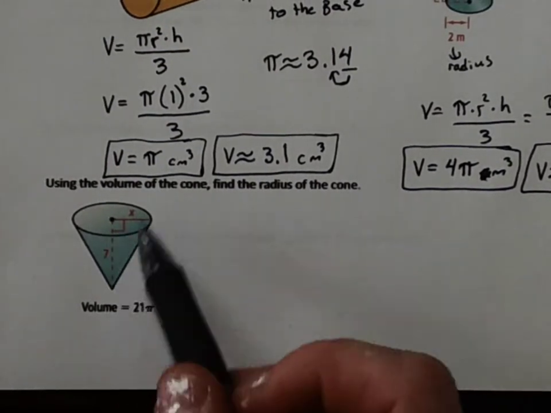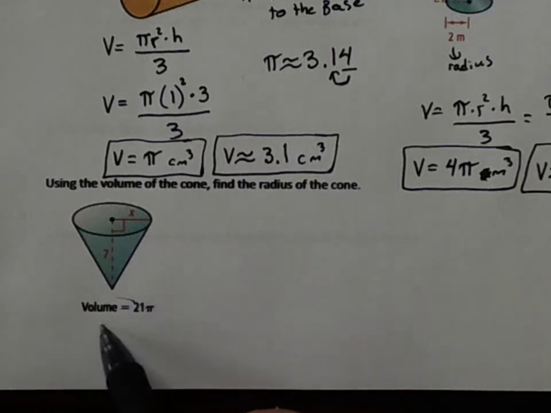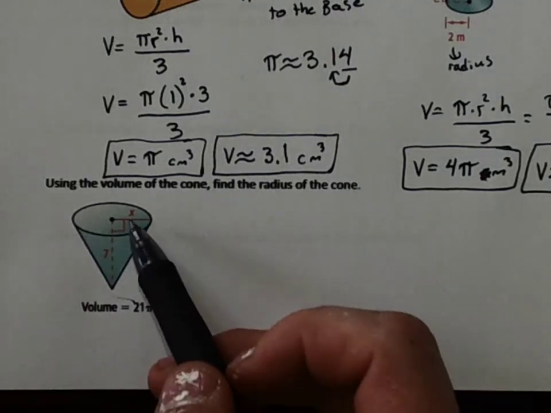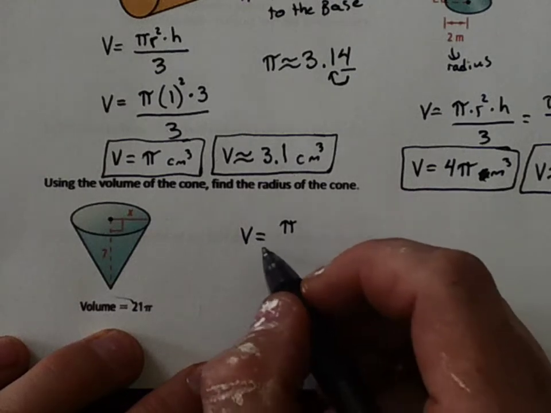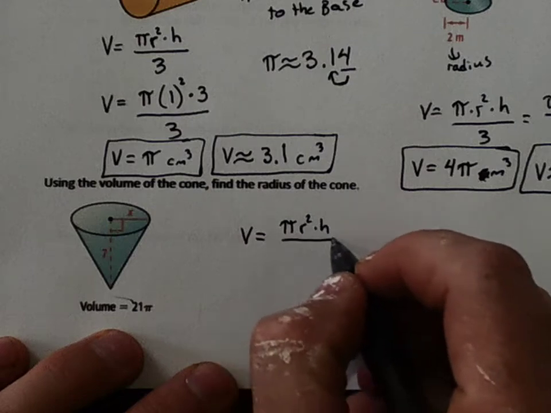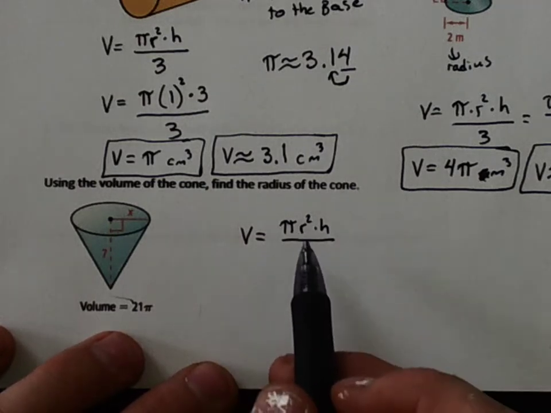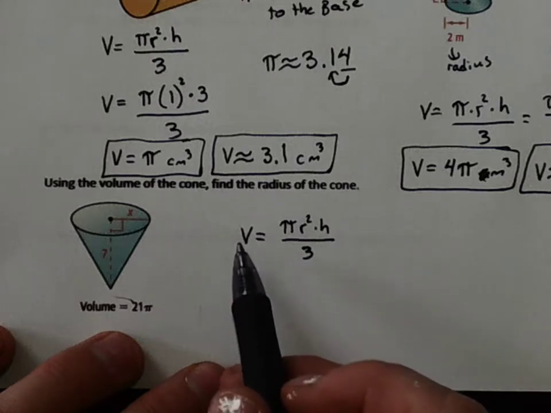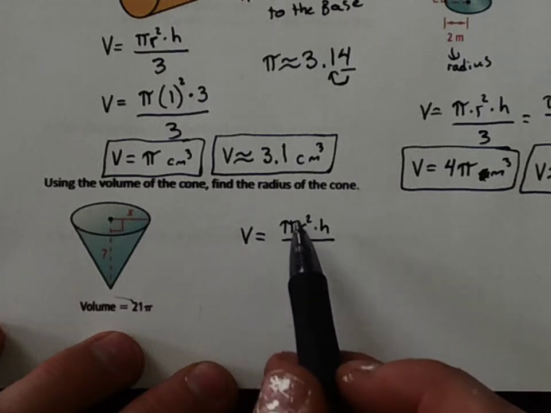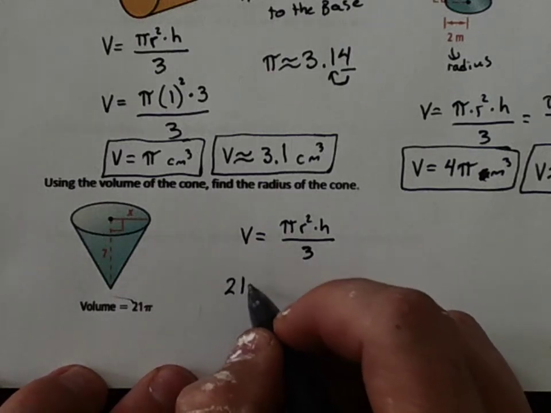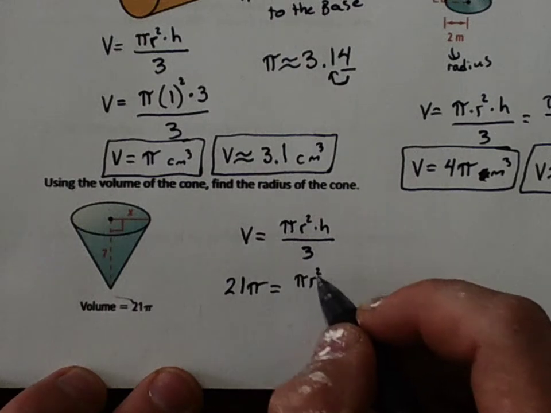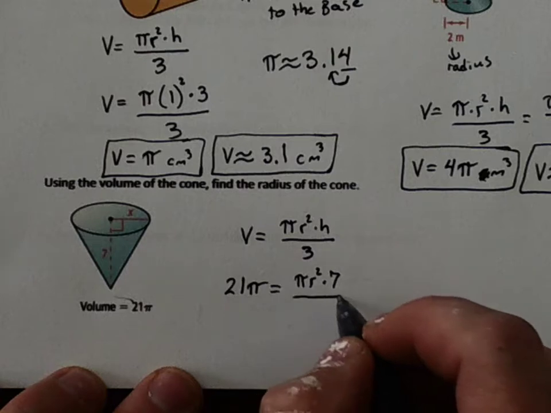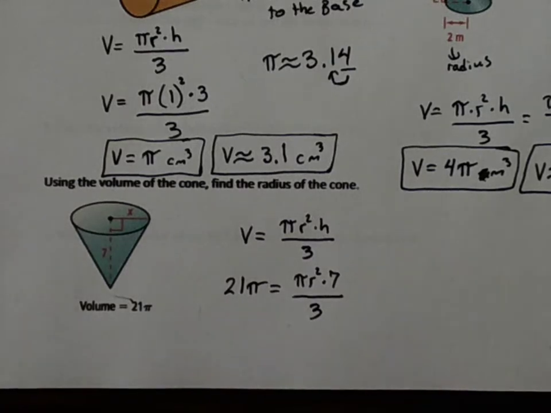This one asks us to work a little bit backwards. It's going to tell us what the volume is, and it asks us to use algebra to find out what the radius is. You still start with the exact same equation. Volume equals pi r squared times h divided by 3. But instead of them telling us what r is and what h is, they tell us what v is and what h is, and they want us to find r. So the volume is 21 pi. So that goes in for volume. Then we have pi radius squared times height of 7 divided by 3. So now we use algebra to solve.